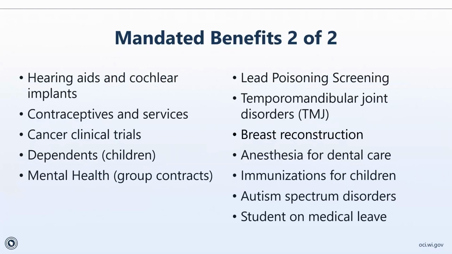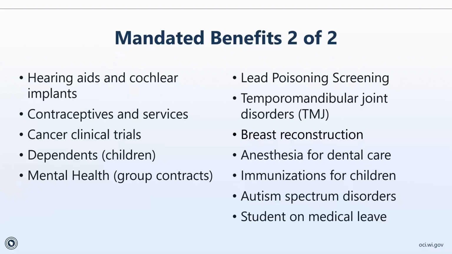For hearing aids, this is required to provide coverage for hearing aids, cochlear implants, and any related treatment prescribed by a physician or licensed audiologist for children under 18 years of age, and the child must be certified as being deaf or hearing impaired. This is also subject to any cost provisions. Contraceptives are required to provide coverage for contraceptives prescribed by a healthcare provider.